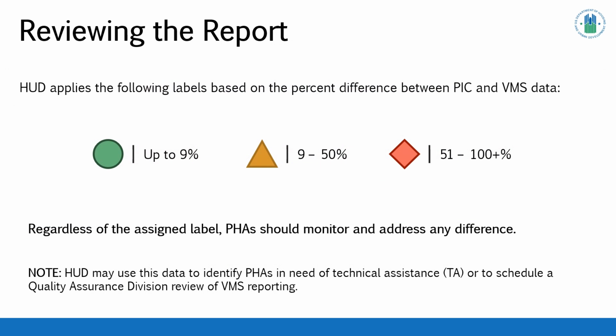HUD applies the following labels based on the percent difference between PIC and VMS data. A green circle for differences up to 9%, a yellow triangle for differences between 9% and 50%, and a red diamond for differences above 50%. Regardless of the assigned label, PHAs should monitor and address any difference. Note, HUD may use this data to identify PHAs in need of technical assistance, or TA, or to schedule a Quality Assurance Division review of VMS reporting.